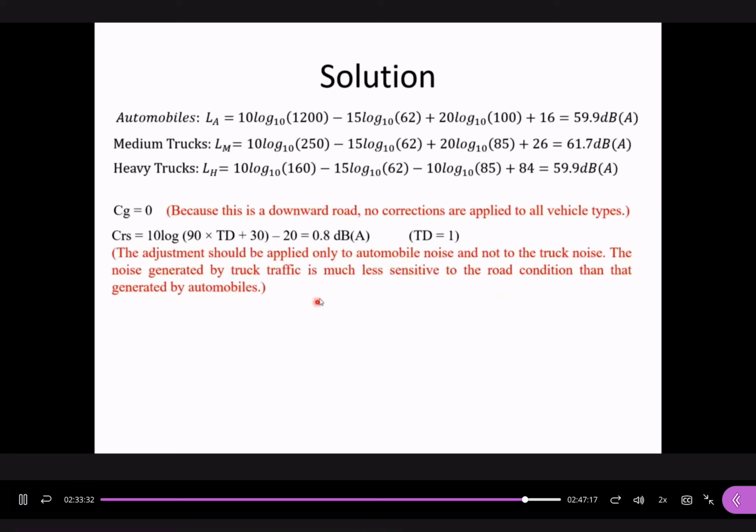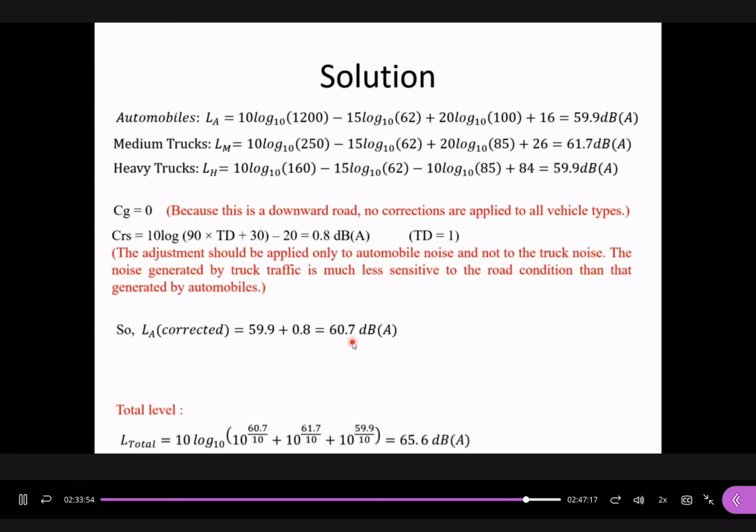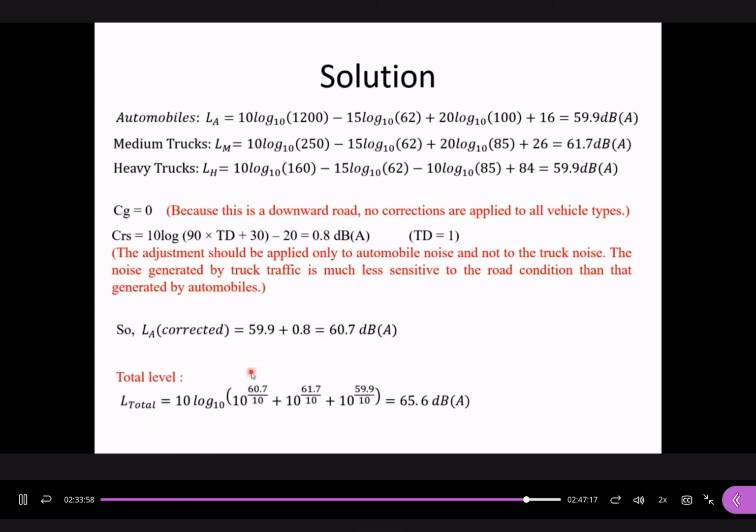When we apply this 0.8 dBA to the automobile, what does it mean? It means the corrected LA level should be 59.9 plus 0.8, which becomes 60.7 dBA. And how to find the total level? For the total level, we just add them together. This is the first type, automobile, this is the medium truck, and this is the last one. The total level becomes 65.6 dBA.